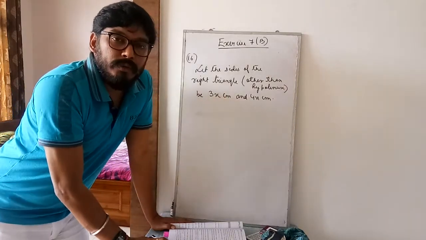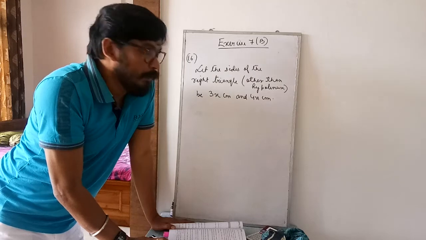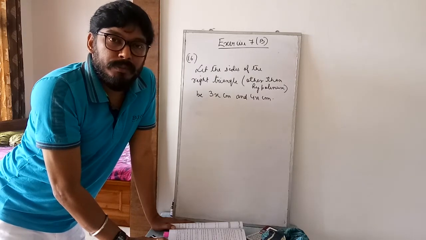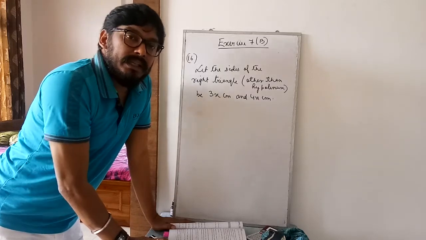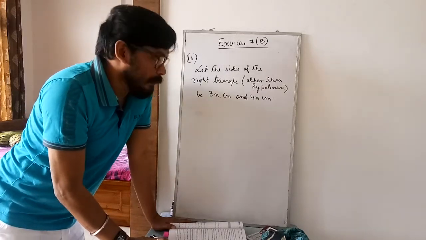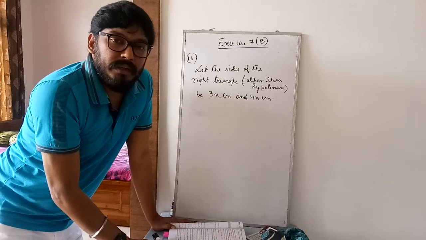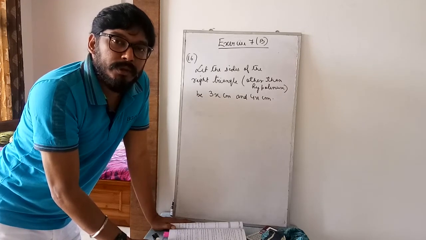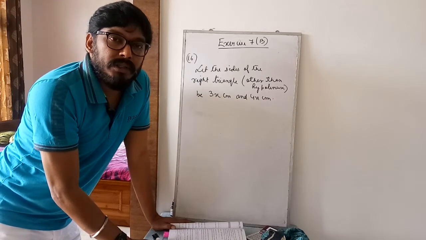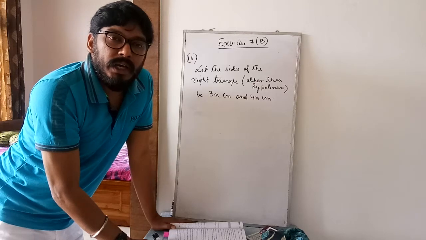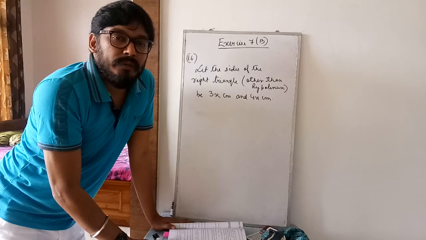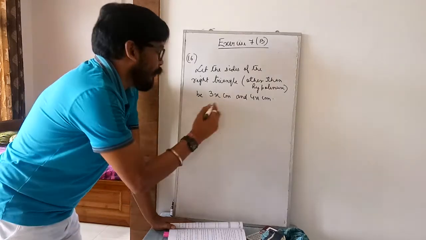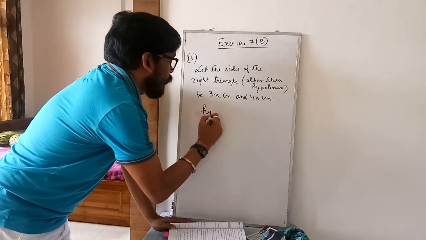So my first work will be to find out the length of the hypotenuse, because the length of the hypotenuse will be the length of the rectangle that is described on the hypotenuse. To find the length of the hypotenuse, you will use Pythagoras theorem. What does Pythagoras theorem say? The square of the hypotenuse is equal to the sum of the squares of the other two sides. So I will find the hypotenuse. I will write here hypotenuse square.